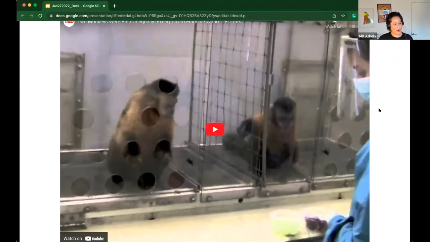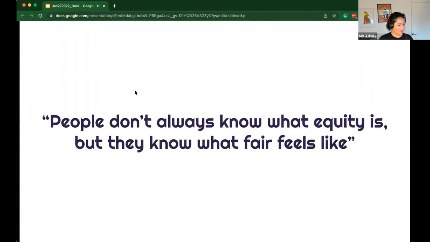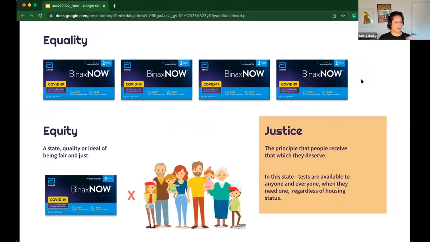So we thought we'd start here because here's something that I know: even if we don't know what equity looks like in a policy or process, we know what fairness feels like. And all of us know when something isn't quite fair, right? So I thought I would do a little bit of vocab to start us off this morning around the difference between equality and equity, right? Equity is a state of fairness.